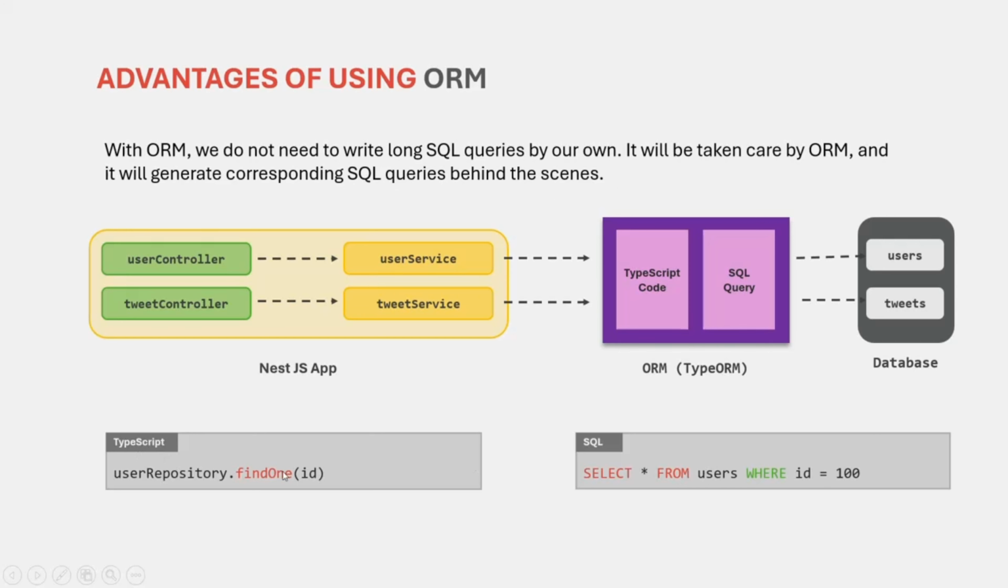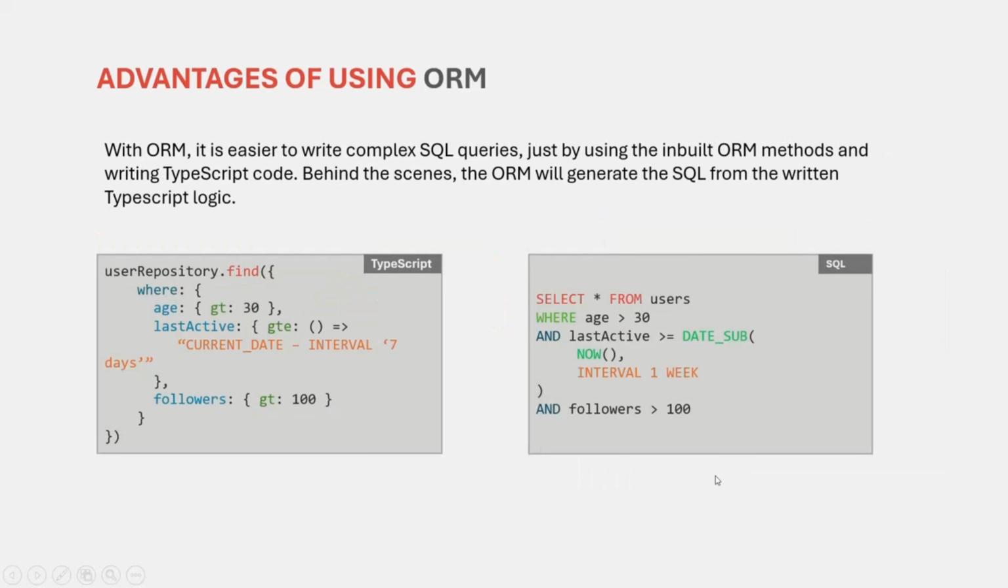Instead, you will use some methods provided by TypeORM, and behind the scenes for that method, the corresponding SQL queries will be generated. And this is not just for the simple queries. Even for complex queries like this, where you want to select a user from the users table, where the age of the user should be greater than 30, and the last active of the user should be within the last 7 days, and the user should have followers more than 100.